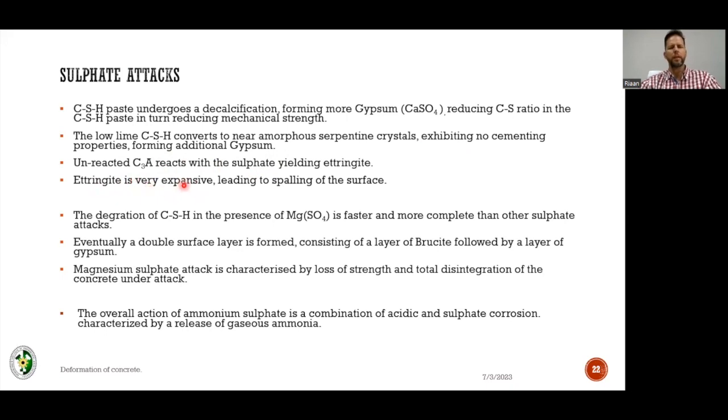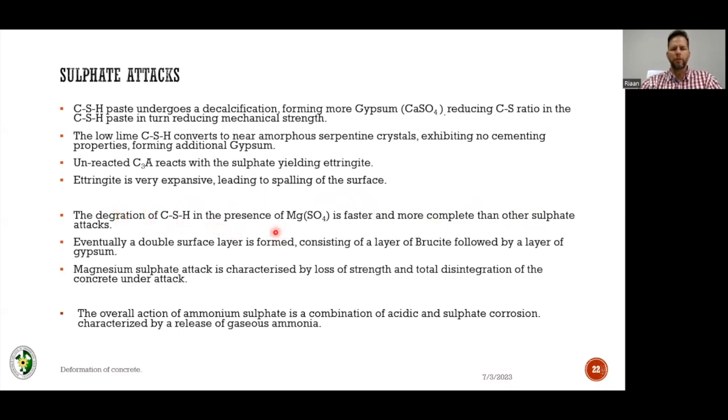Unreacted C3A reacts with the sulfate yielding ettringite. So the deeper it goes into the concrete, the more C3A that is still hanging around becomes available, and it reacts and forms more ettringite. Ettringite is very expansive, and it leads to spalling of your concrete surface. If it spalls, your reinforcement will start being exposed. The degradation of the CSH paste in the presence of magnesium sulfate is faster and more complete than other sulfate attacks.